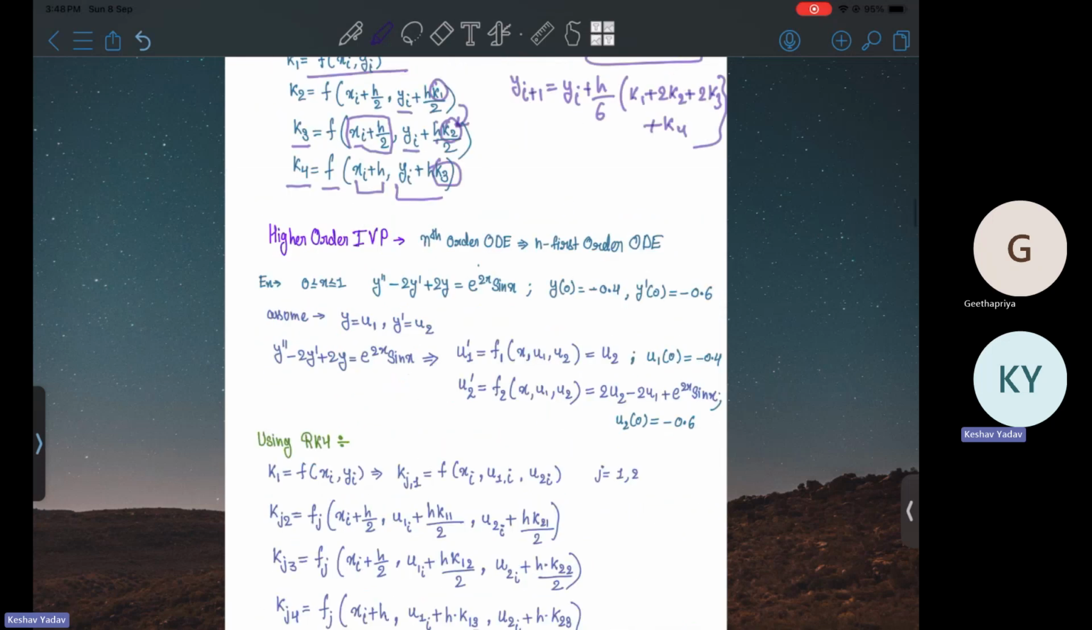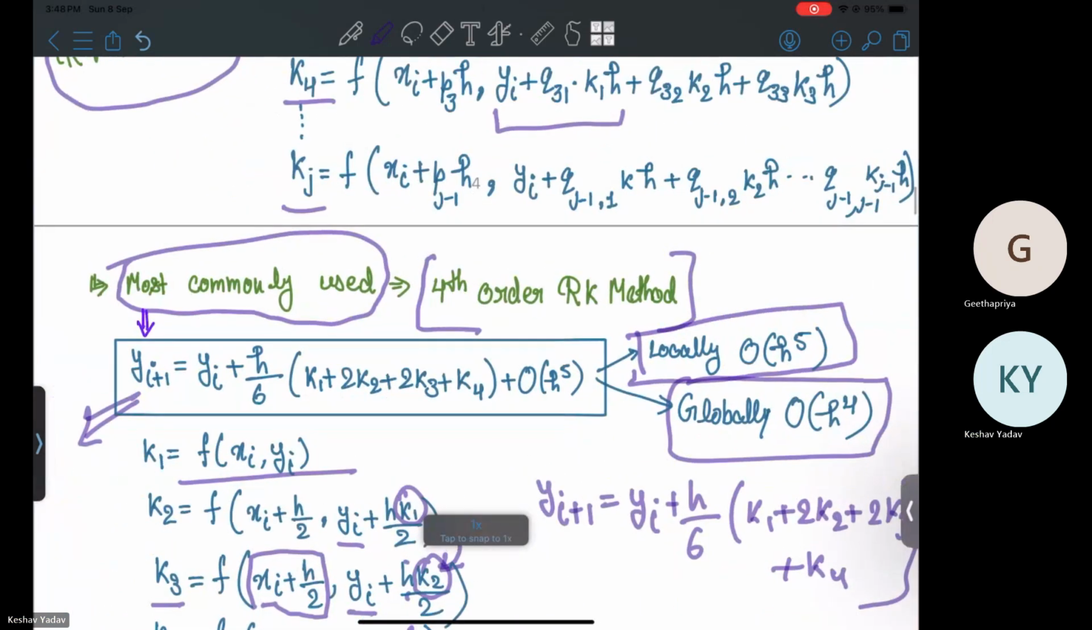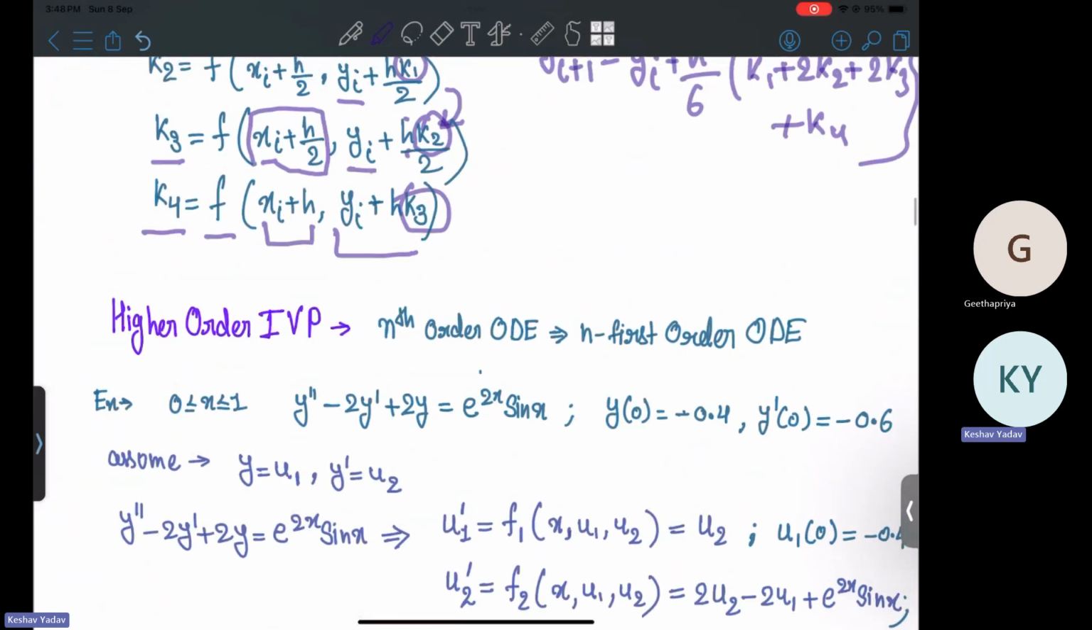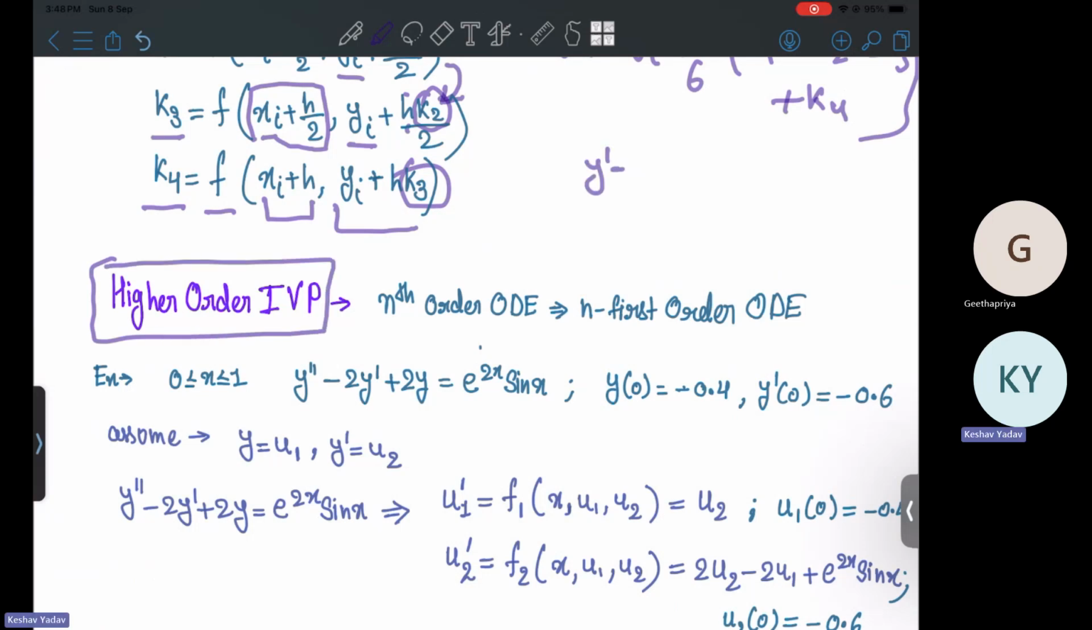So where were we? We were discussing about the Runge-Kutta method. So this is the fourth order Runge-Kutta method formula. Okay. Now we have discussed the y prime equal to f of x comma y, means what? First order. No, this is first order ODE initial value problem. So this we have discussed how to solve, and we have also seen.